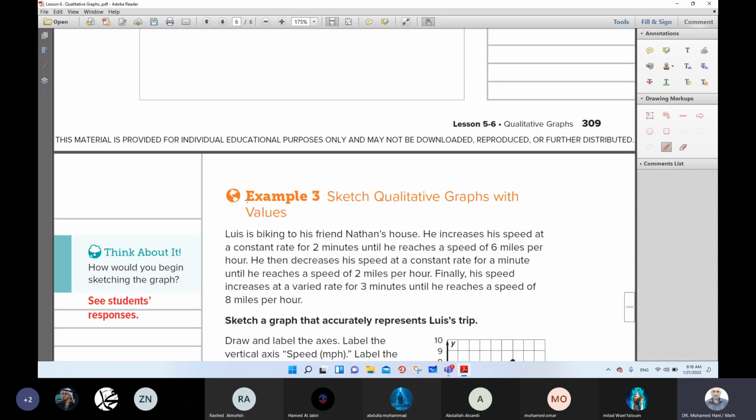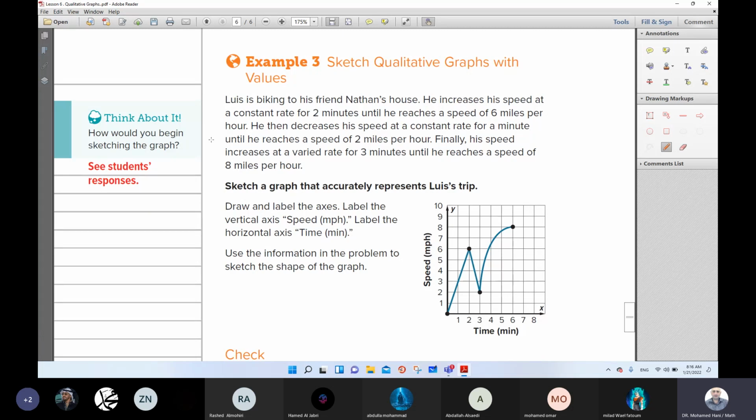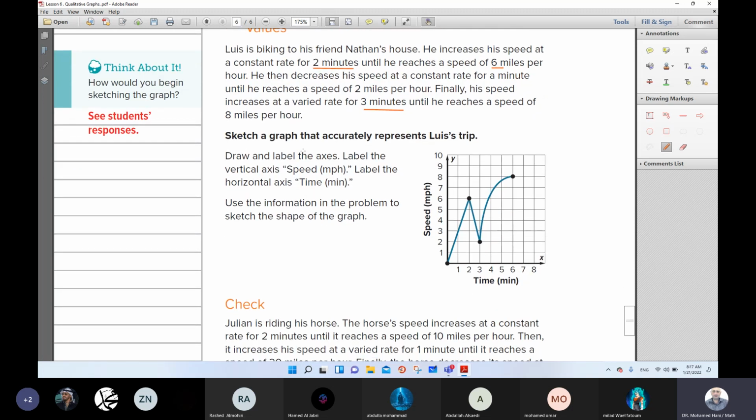So sketch qualitative graphs with values. Lewis is biking to his friend Nathan's house. He increases his speed at a constant rate for 2 minutes until he reaches a speed of 6 miles per hour. He then decreases his speed at a constant rate for a minute until he reaches a speed of 2 miles per hour. Finally, his speed increases at a varied rate for 3 minutes until he reaches a speed of 8 miles per hour. Sketch a graph that accurately represents Lewis' trip.